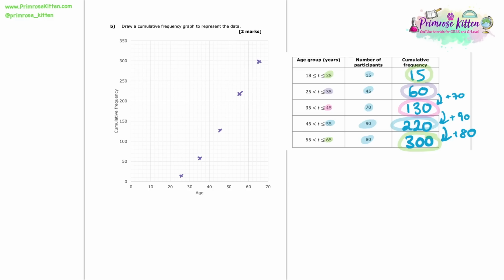Now we've got all these points, we need to draw a curve. Always remember to start at the point 0, 0, and then you're going to go up through each of those points, making sure you go through them all. And there we have our cumulative frequency, which starts at 0, 0 and ends at 65, 300.